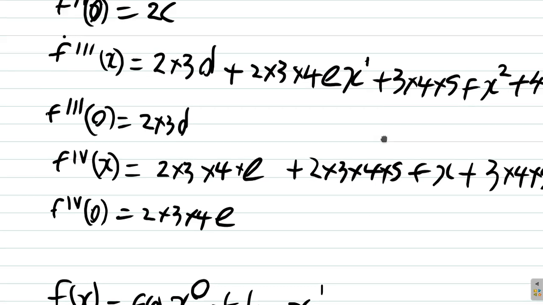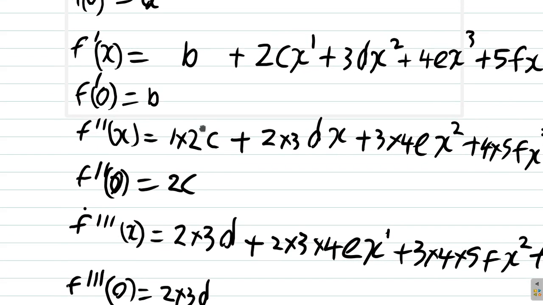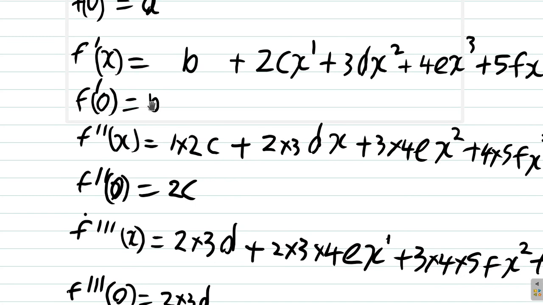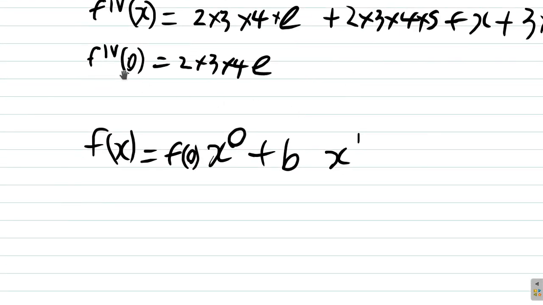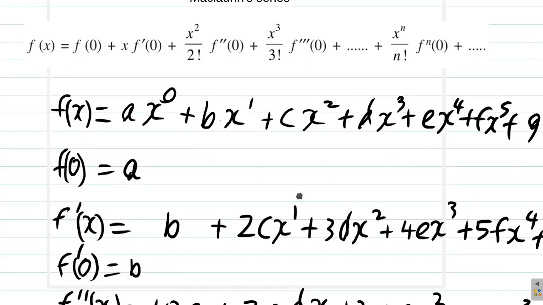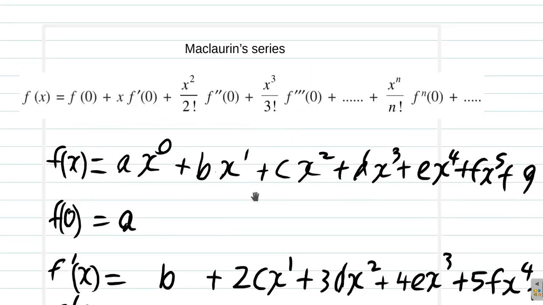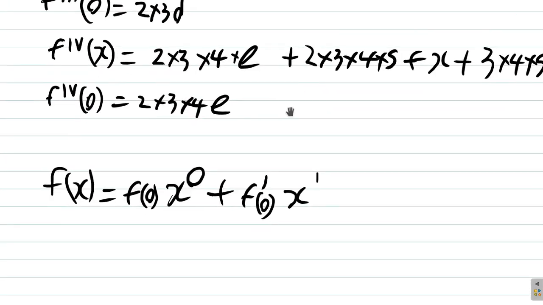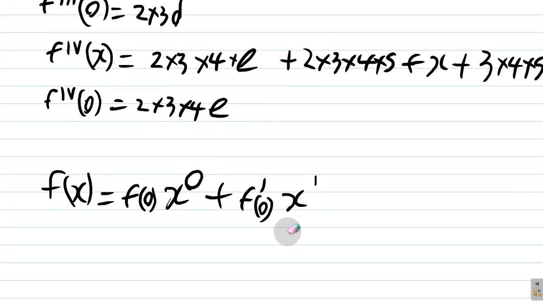Now, what is b? b is f prime of 0. So if we write here that b is f prime of 0, we get f prime of 0 times x. They put the x in front, so let's put the x in front too. So it's x to the 1 f prime of 0, plus.